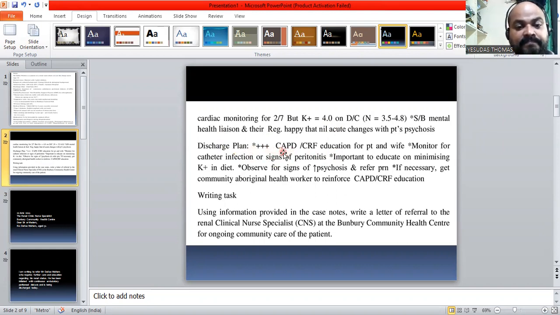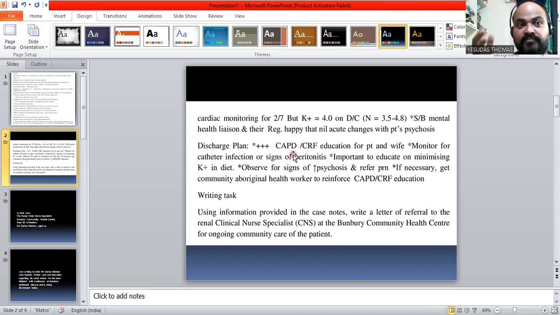CAPD or CRF education. We need to stress the importance of CRF education or CAPD education for both patient and wife. The patient is not mentally that stable. The wife is not intellectually good. In that case, you need to enforce it.